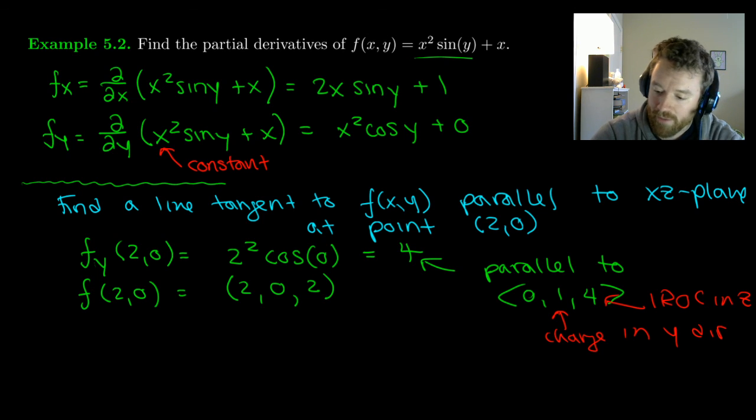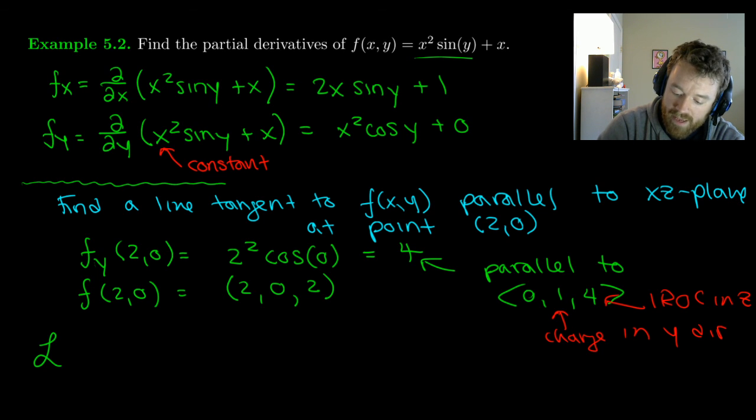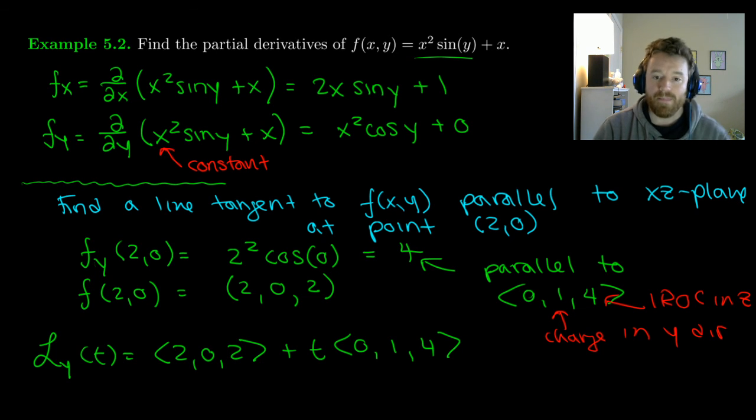And so if I combine all this information together, I'll call this maybe L sub y for y direction. L sub y of t is going to be 2, 0, 2 plus t times 0, 1, 4. Okay, and if you plot this in GeoGebra, this function and this line, and zoom in and spin around, you can see that this is actually tangent and that it goes in a direction parallel to the xz plane.